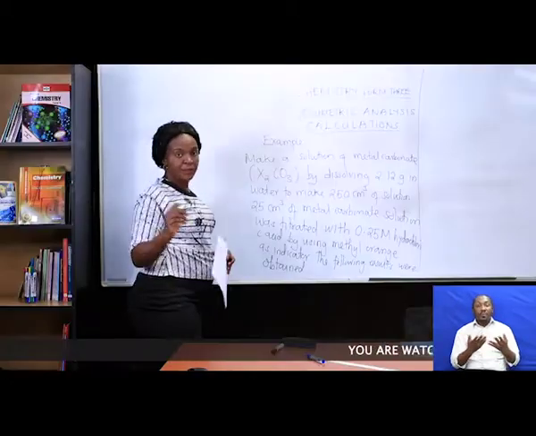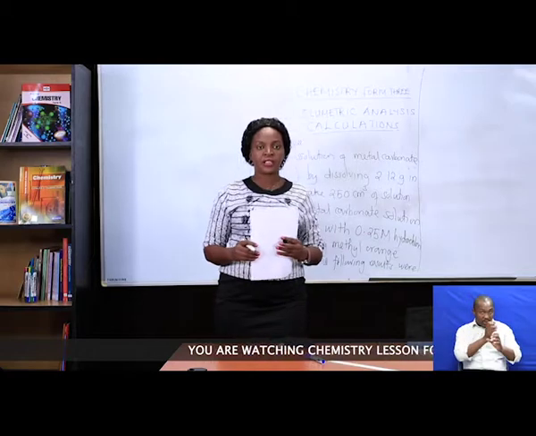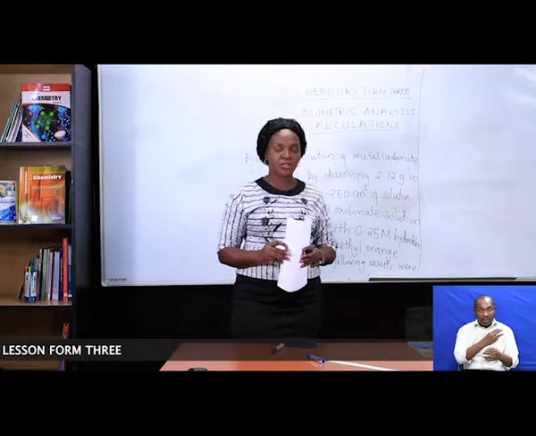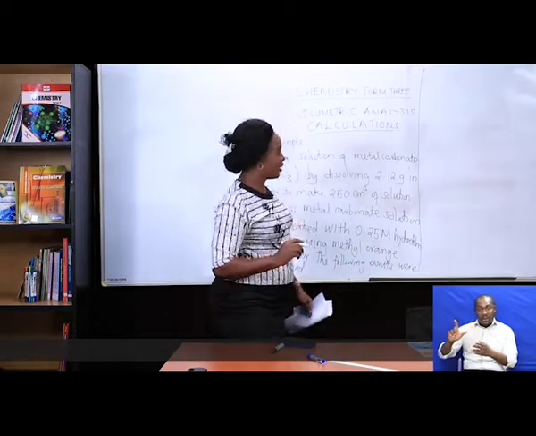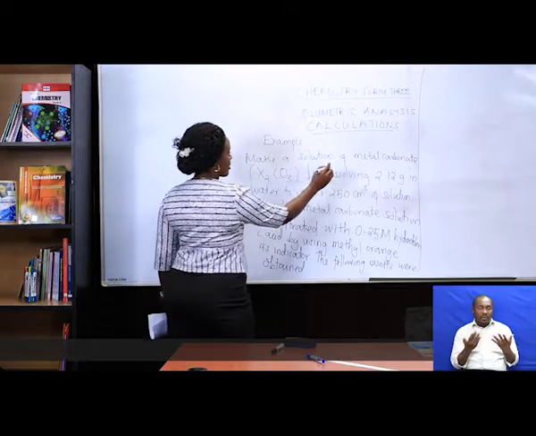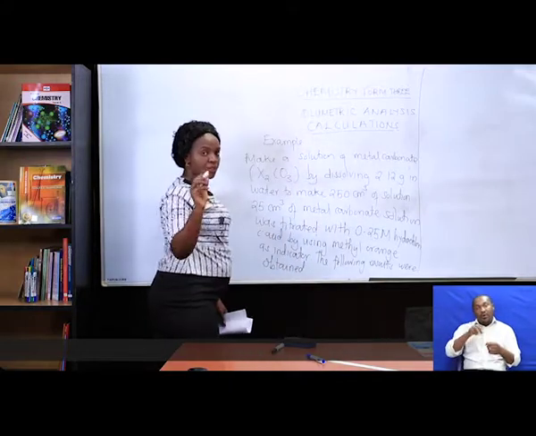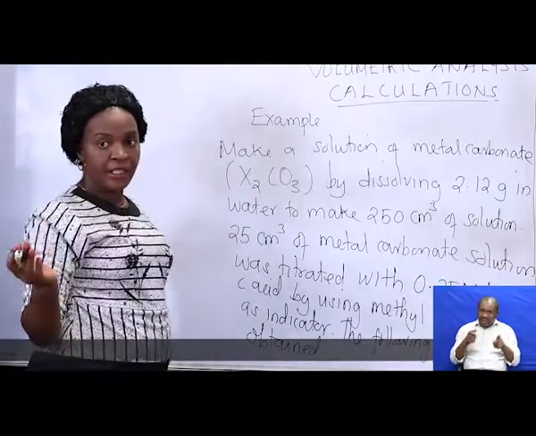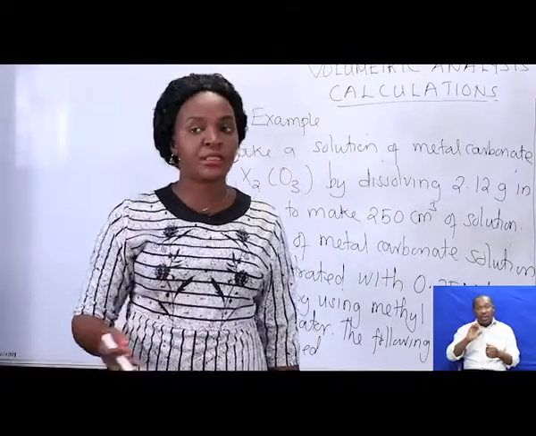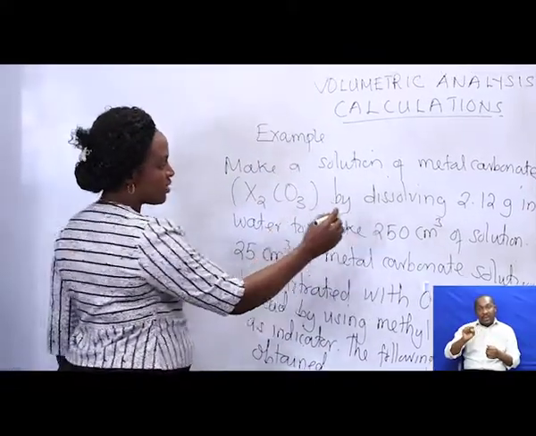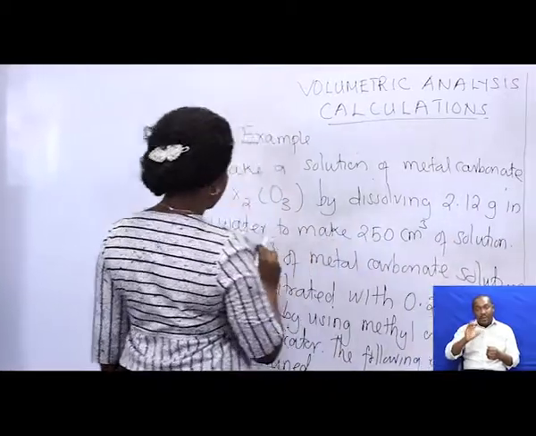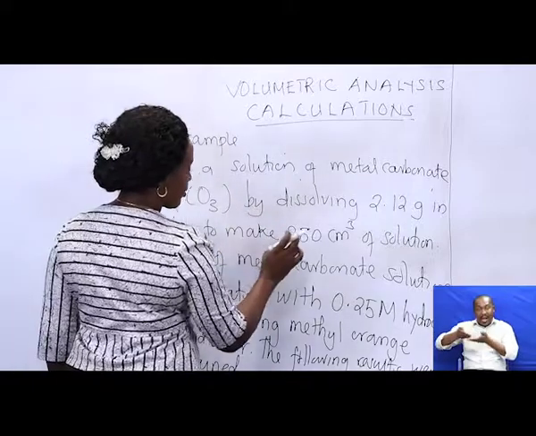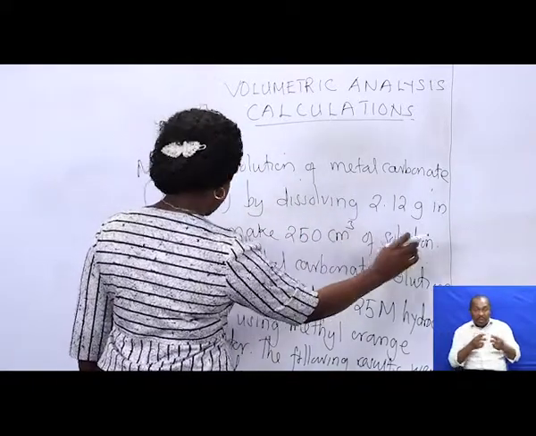So it was an experiment between metal carbonate and hydrochloric acid. What was it? Make a solution of metal carbonate. Metal carbonate, we don't know what this metal was. It may be sodium, it may be potassium, it may be calcium, whatever. By dissolving 2.12 gram in water, they made a solution of about 250 cubic centimeter.